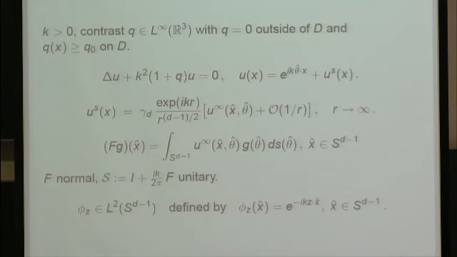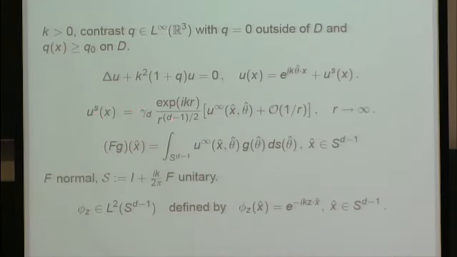1 plus Q is the index of refraction, and U is a total field, and the total field is a superposition of the incident field. This is a plane wave of direction theta hat, and a scattered field, and the scattered field satisfies the radiation condition of Sommerfeld. Did not write that down here. And this radiation condition of Sommerfeld is kind of equivalent to this asymptotic expression of the scattered field.